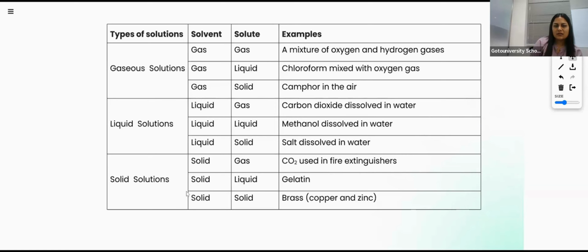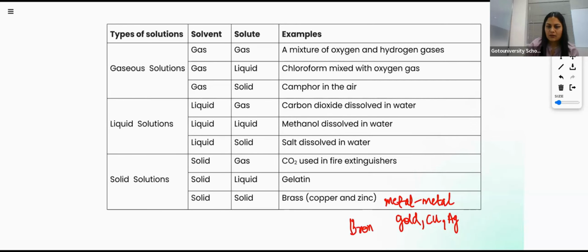And the last one is solid-solid solution. It can be any metal-metal interaction where we are adding metal to metal. It can be gold, copper, silver, right? Say bronze, an alloy itself. As one example mentioned here, brass is an alloy and it is formed by solid copper and solid zinc, right? So solid and solid is an example of solid solutions.